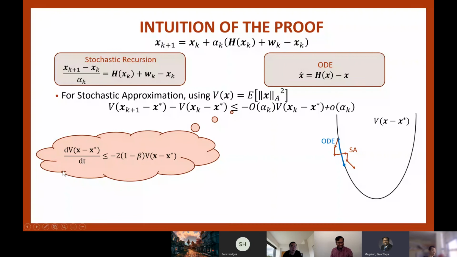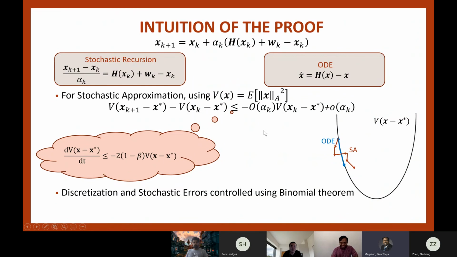So compare this to the ODE. In the ODE, I had dv by dt. Instead of that, I have a finite difference here. On the right hand side for the ODE, I had minus v. Here I have minus v, but then there is a term that depends on the step size alpha k. And there is a higher order term, which is little o of alpha k. In particular, the little o of alpha k is going to be alpha k square. So a key thing to be able to show this recursion. So essentially, this is the discrete version of this ODE. And the ODE basically looks at the linear approximation of the stochastic.